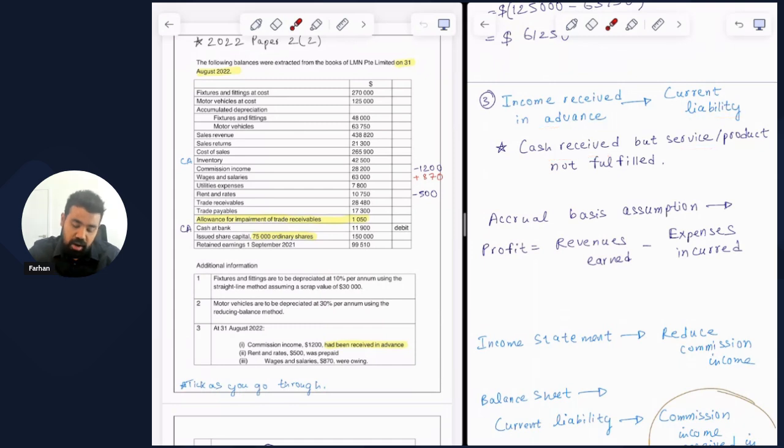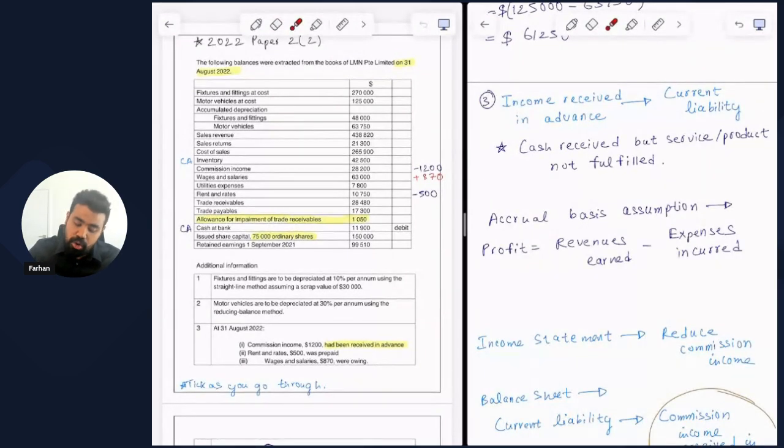So what's happening here is that we have got $1,200 in cash in advance, which relates to commission income. But because we haven't fulfilled our service or our obligation in selling the product yet, we cannot call this an income that we have actually earned. All right. So that is why this falls within the definition of a current liability, which is a present obligation for the business, and the business needs to pay this off within the next 12 months.